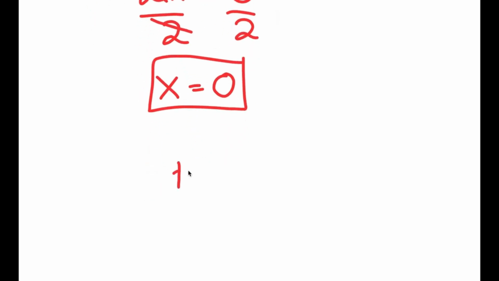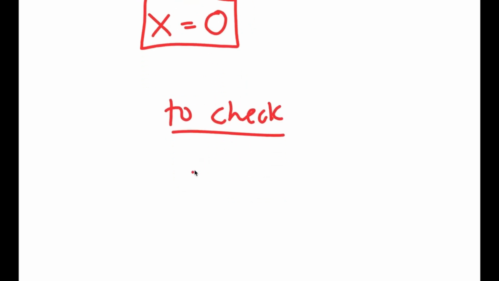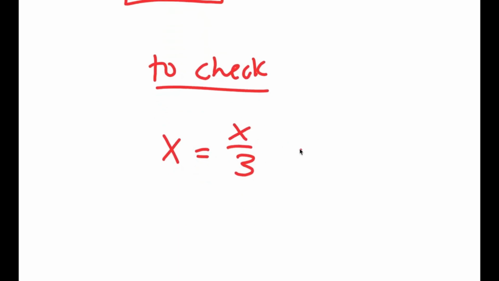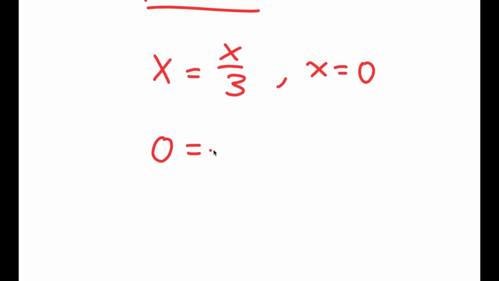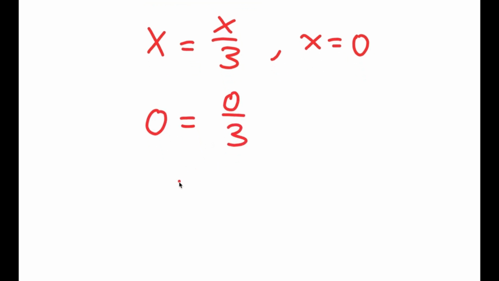So now, an important part is to check if this is right. My equation was x is equal to x over 3, and x is equal to 0. So I plug in 0 for x, I get 0 is equal to 0 over 3. 0 divided by any number is itself, so I get 0 equals 0, and this is right.